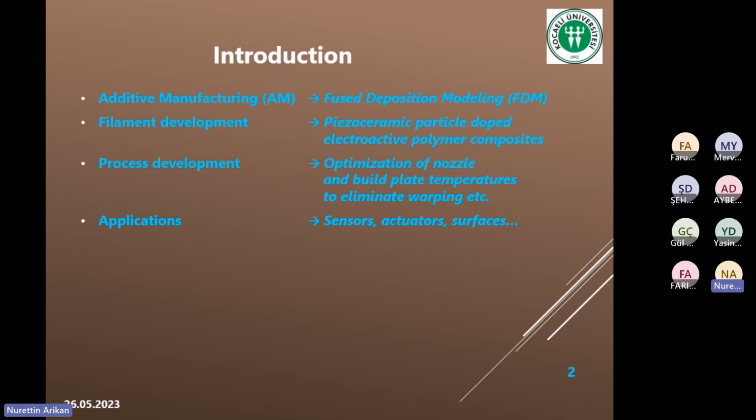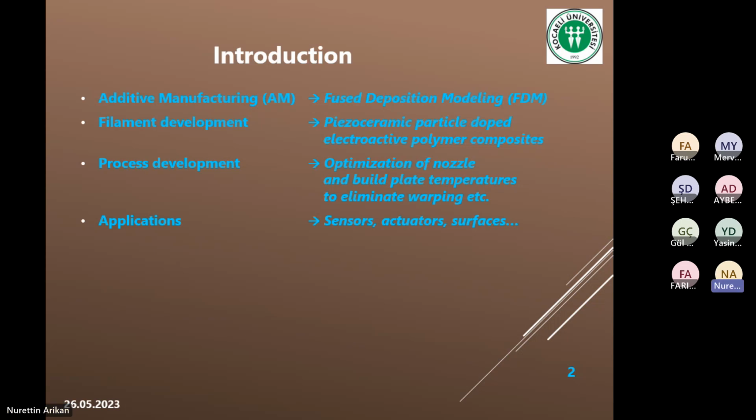So, additive manufacturing, as we all know, additive manufacturing methods have recently attracted attention in terms of applicability, economy, and eliminating the limits that must be brought to designs if we consider subtractive manufacturing or other manufacturing methods.